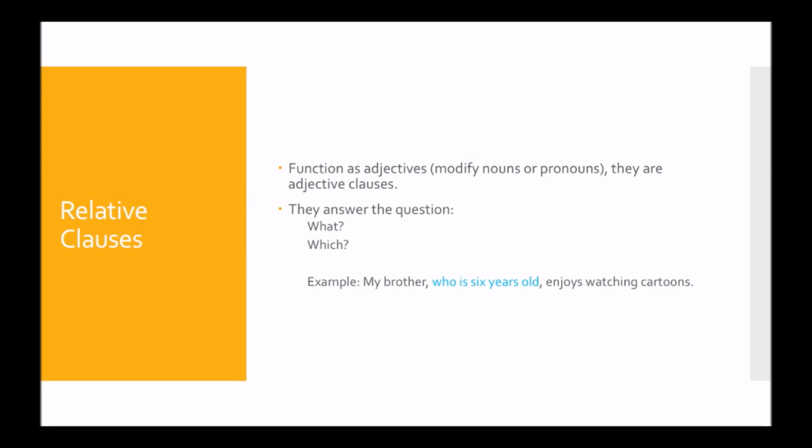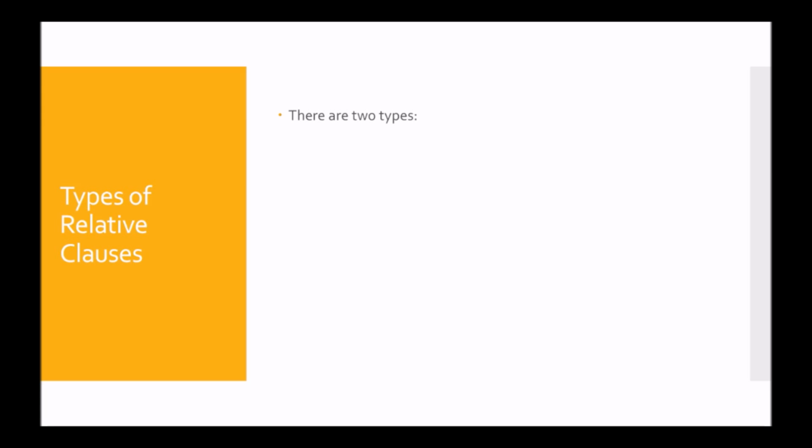As an example, we have: My brother, who is 6 years old, enjoys watching cartoons. Who is 6 years old is a relative clause because it answers the question which brother, the one who is 6 years old. Okay? There are two types of relative clauses.